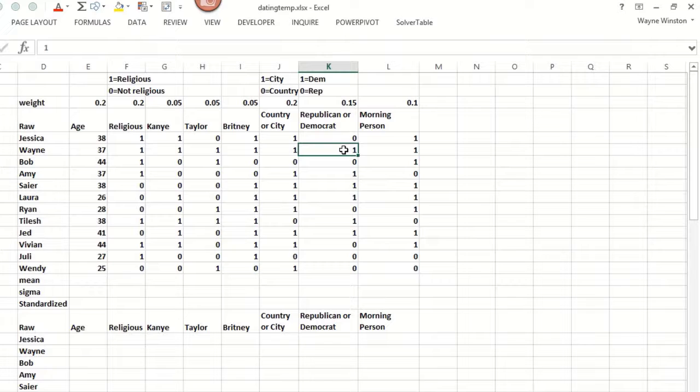Are they a Republican or Democrat? A one means a Democrat. Zero a Republican. Are they a morning person or not? A one would mean a morning person. And a zero means they're not a morning person. So what you'd want to do is match up people who are most similar. So in other words, I would assume on age, they want people the same age.